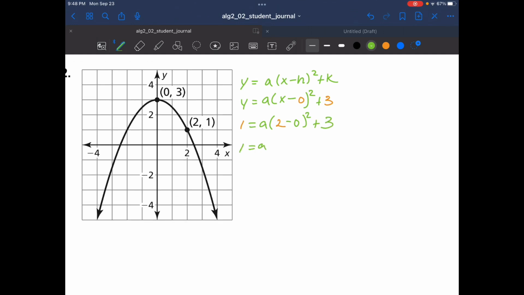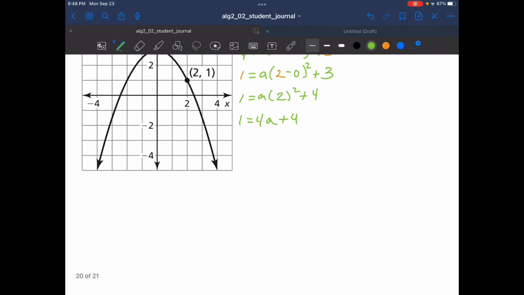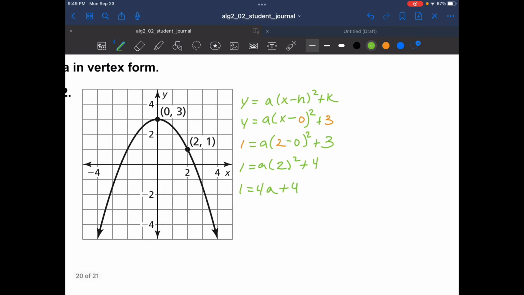And now I'm going to simplify. So I have 1 equals a, 2 squared plus 3. 1 equals 4a plus 4. Okay. I'm going to go ahead and subtract. Oh wait, did I plug in a different point here?